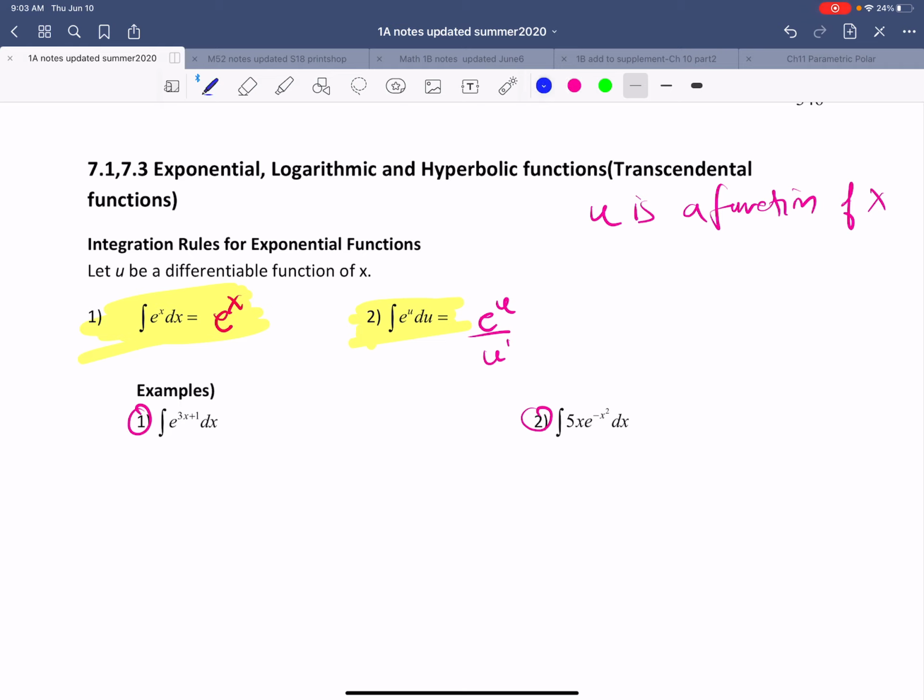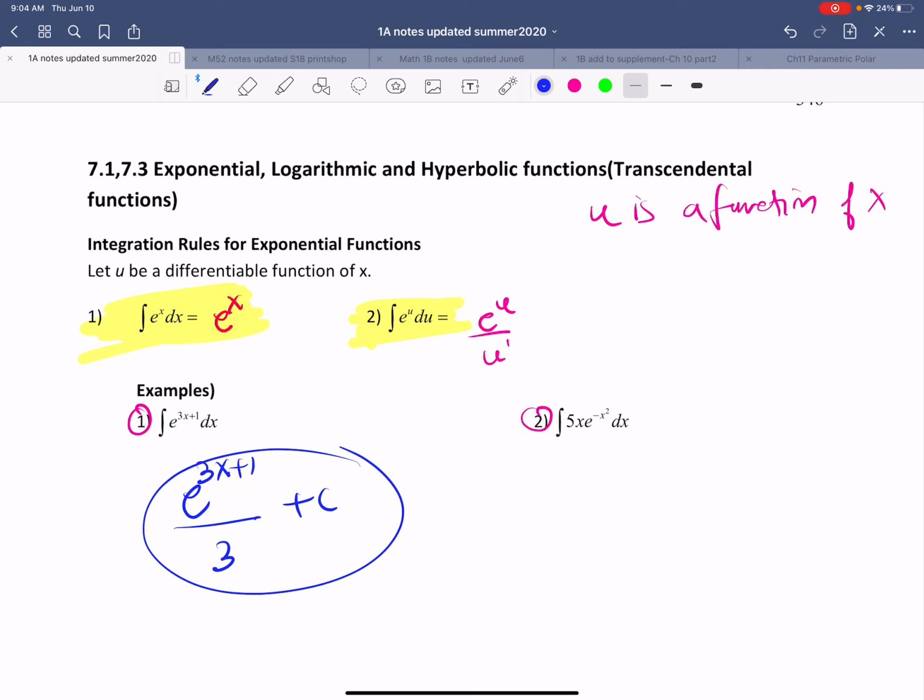Example number 1, we are going to look at the integral of e to the power 3x plus 1. In this case, it would be just e to the power 3x plus 1 divided by the derivative of u. The derivative of 3x plus 1 is 3, plus a c.